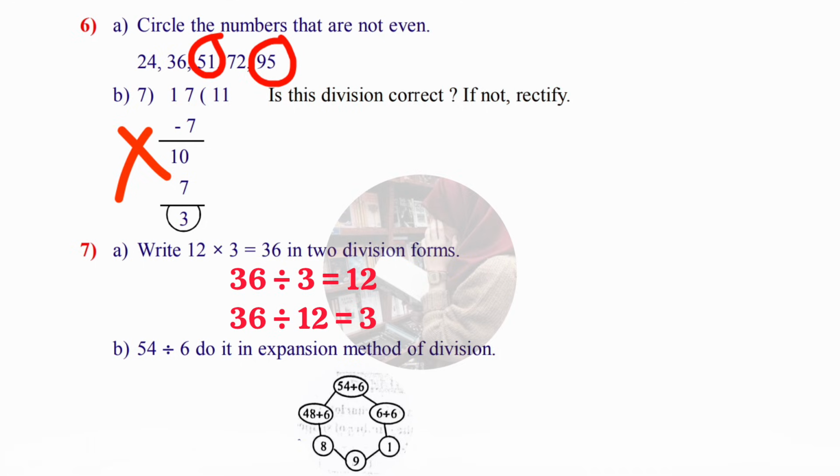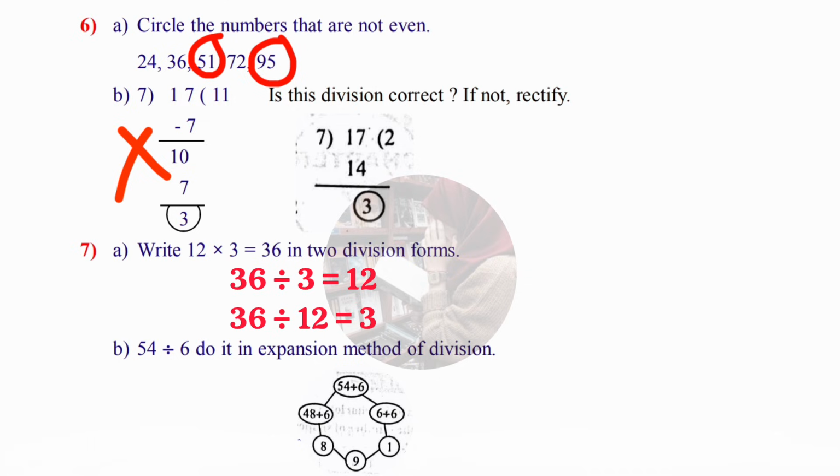Next, second question. 54 divided by 6. Do it in expansion form or expansion method of division. This is also we have done in our worksheet problems. Let's do this here also. So 54 divided by 6 can be written as 48 divided by 6 and 6 divided by 6. Okay. So 48 divided by 6 means 6 eights are 48. Write down 8. So 6 divided by 6 means 1. So 8 plus 1 is 9. So if you do the division for 54 divided by 6, you will get the answer as 9 itself. Okay. So 6 nines are 54. So this is the correct one.